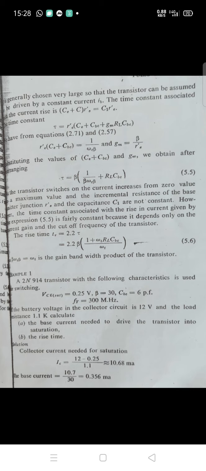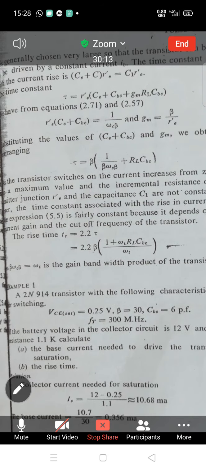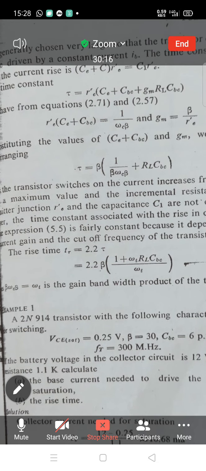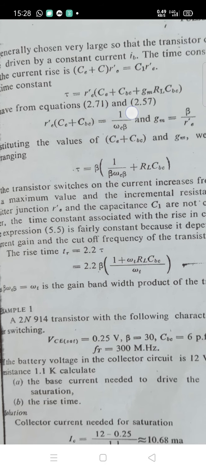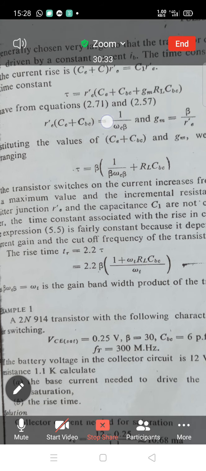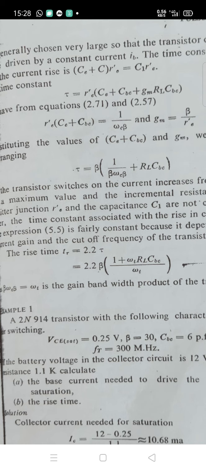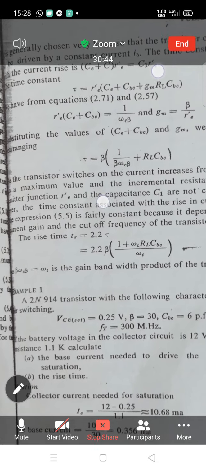The time constant associated with the current rise is (C plus C) into R dash 0 equal to C1 R dash, and the time constant small t will be given by R dash E (C plus CBC plus GM RL into CBC). Now these equations are taken directly, which you can see here. This is actually not included in the syllabus, but still we are taking it. We are not going to refer to these equations much in the syllabus.